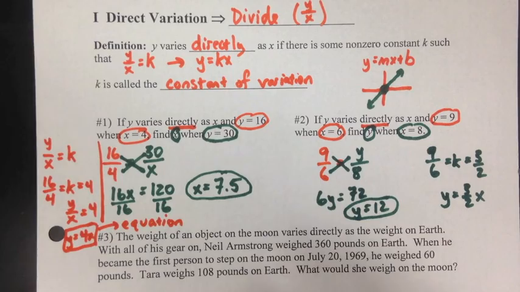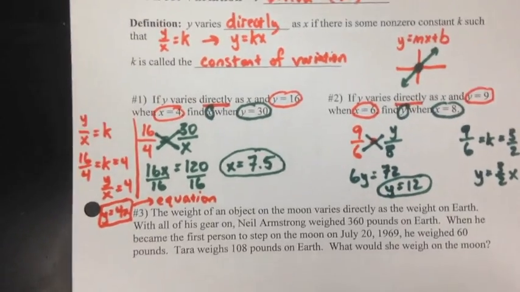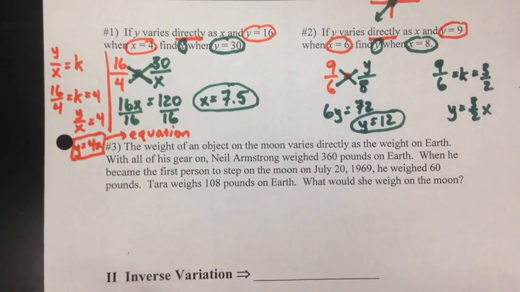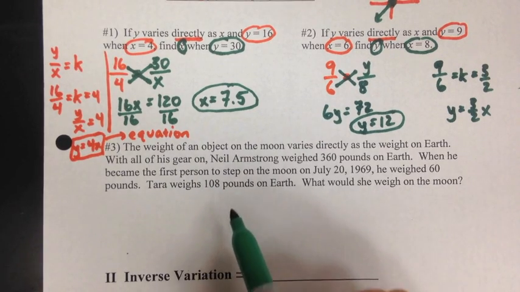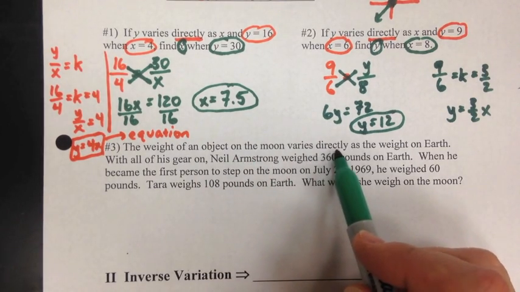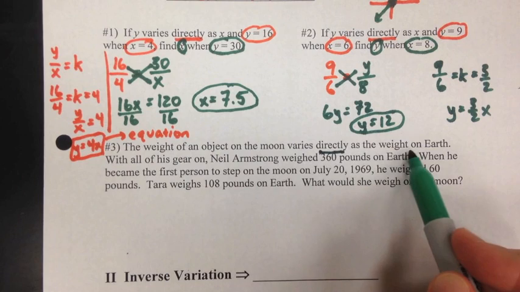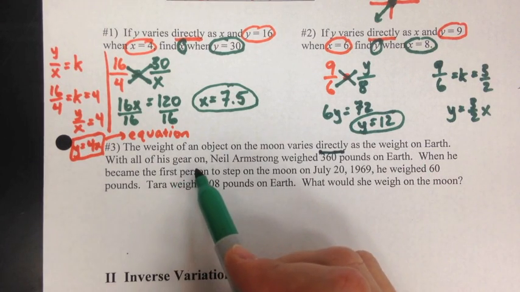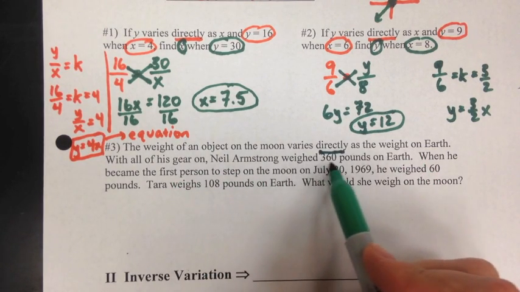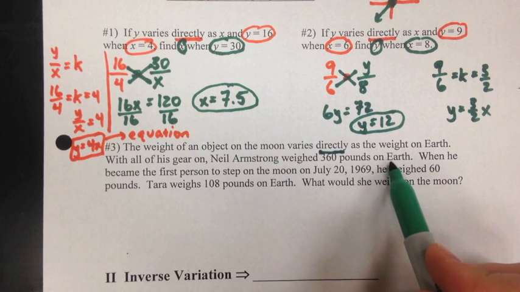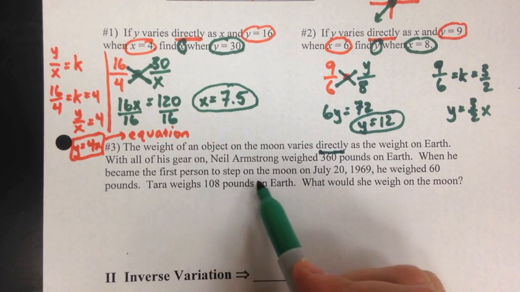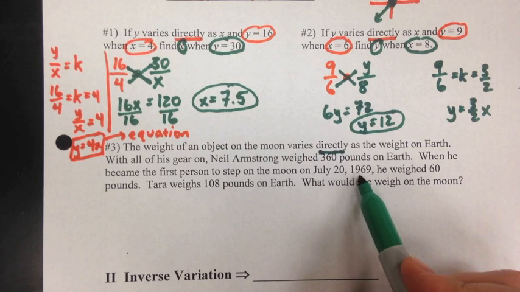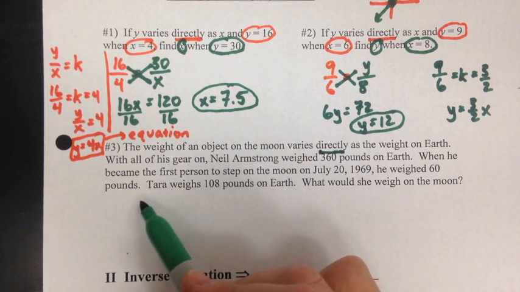Write it as y divided by x. Now, if we look at a word problem here, the weight of an object on the moon varies directly as the weight on Earth. With all of his gear on, Neil Armstrong weighed 360 pounds on Earth. When he became the first person to step on the moon on July 20th, 1969, he weighed 60 pounds.